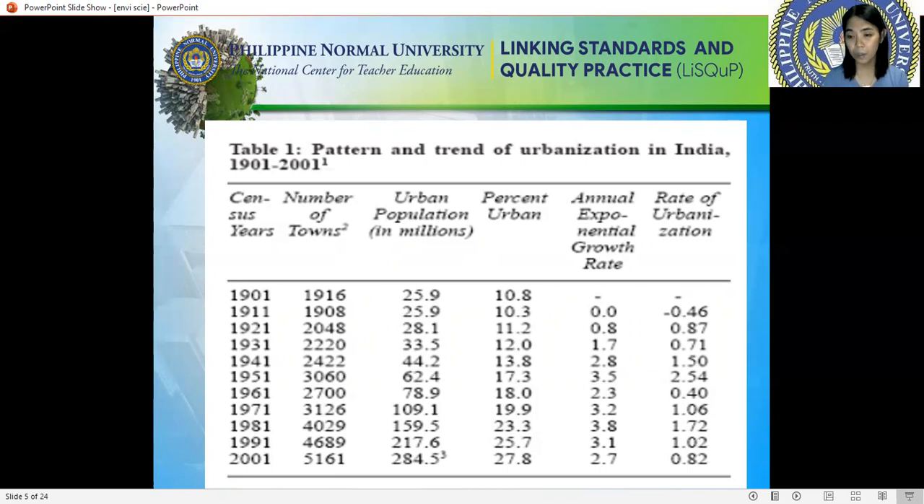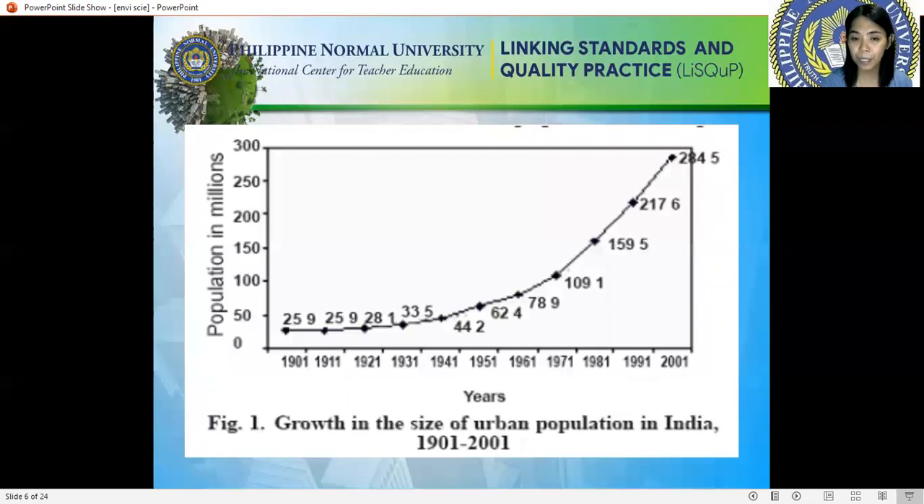As you can see there, it's very evident in the tabular data. Here is another graph to see it better. From 1901 to 1941, there's a minimal increase in the population of India. However, starting from 1951 going to 2001, it reaches its highest point. There is a vast increase in the population of India from 1951 going to 2001, much more so today.